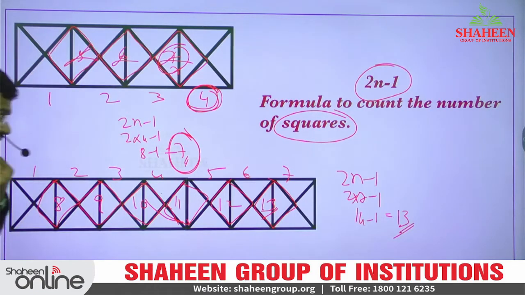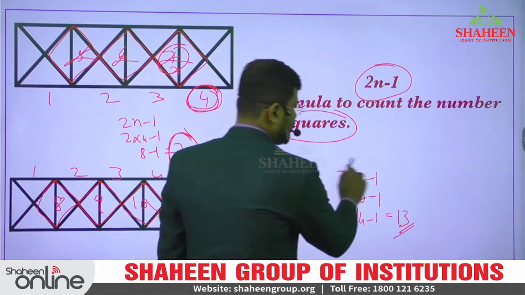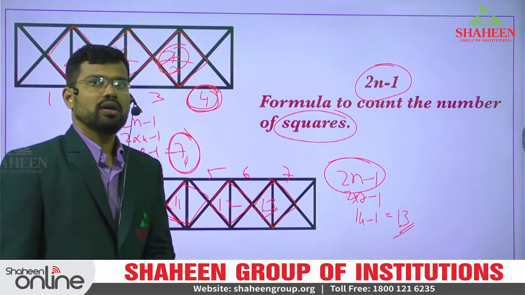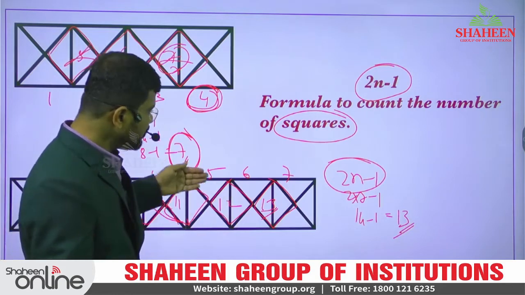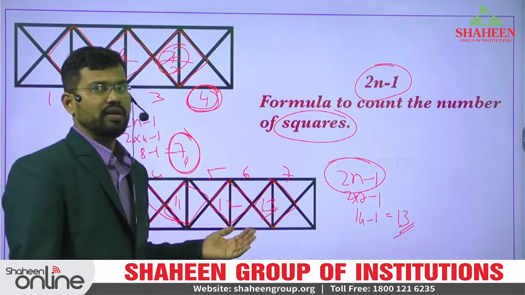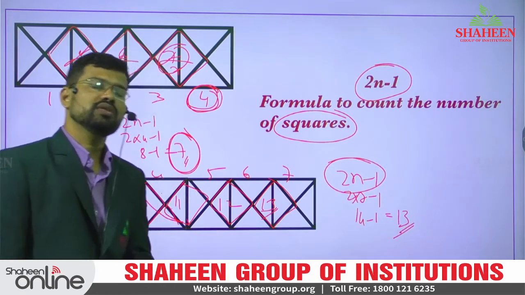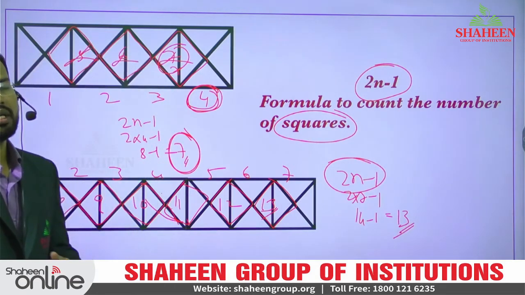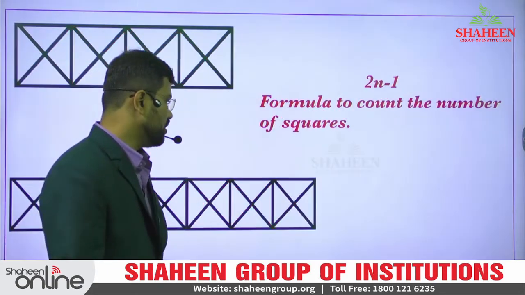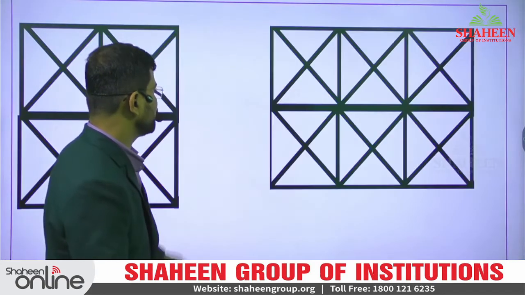13, and while using this simple formula 2n minus 1 also we got 13. We will see gradually in the next slide how this problem can be a little more complex and how we need to solve that. Fine. Yes, we'll move on.